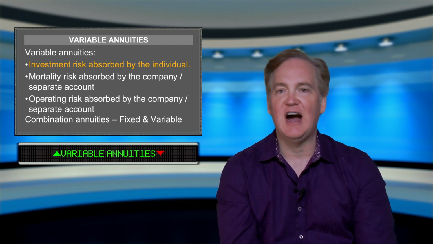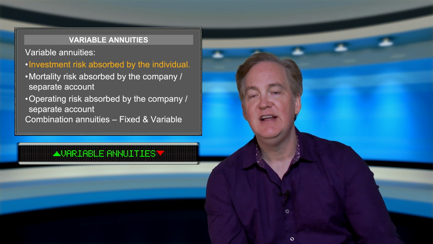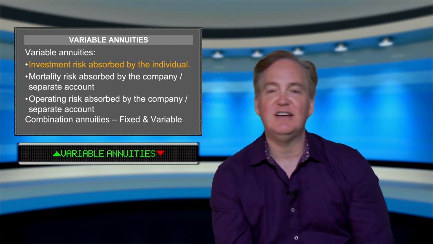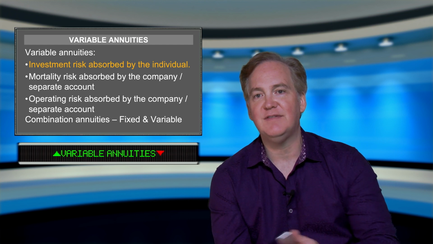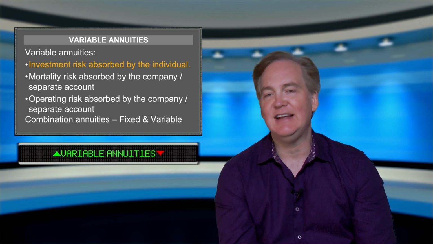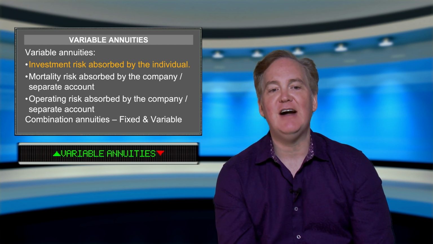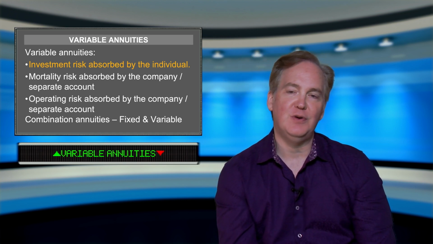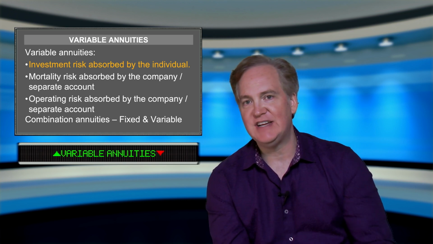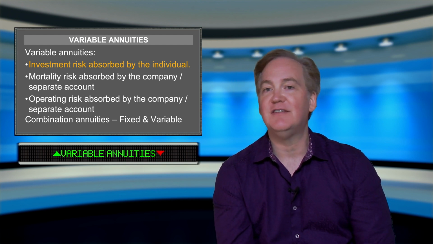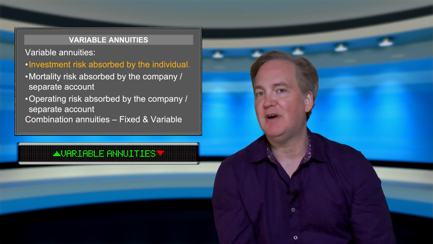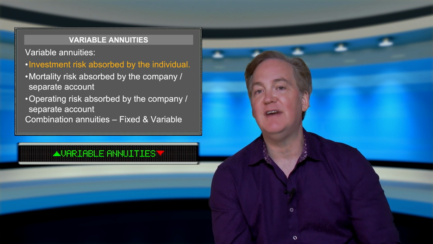Once again, there's an operating risk, and the risk is that the cost of being in business goes up, and once again they deduct a fee, and once again here on the variable contract, it is from the separate account. What the individual with a variable annuity absorbs is the risk of the loss of value. So all of the investment risk is placed upon the individual in the variable annuity.